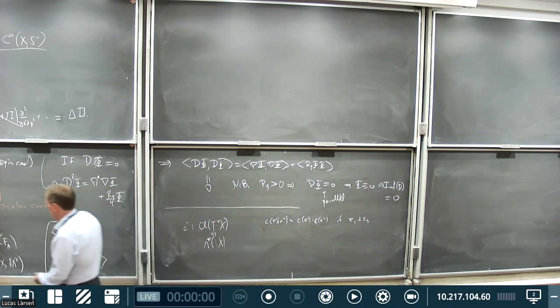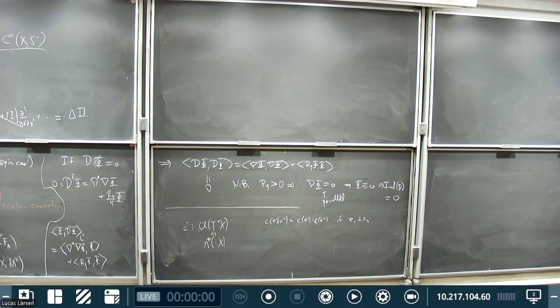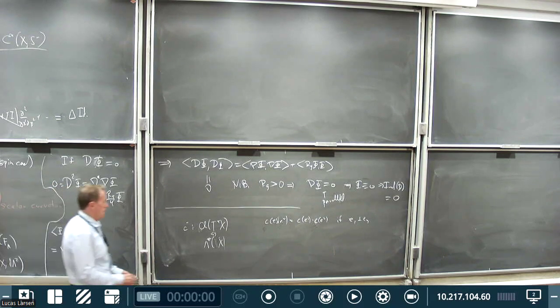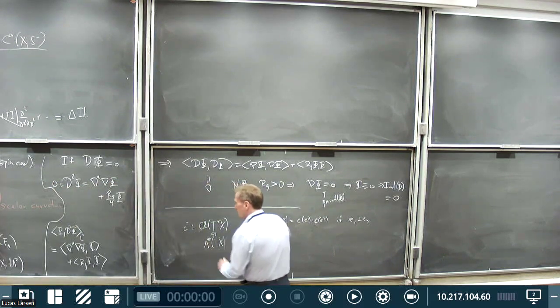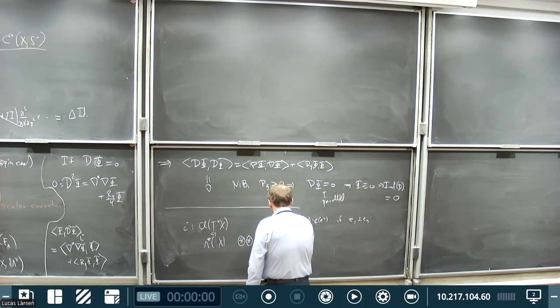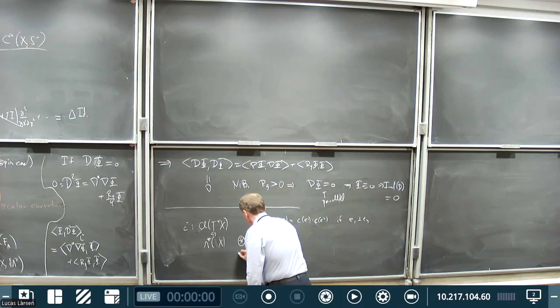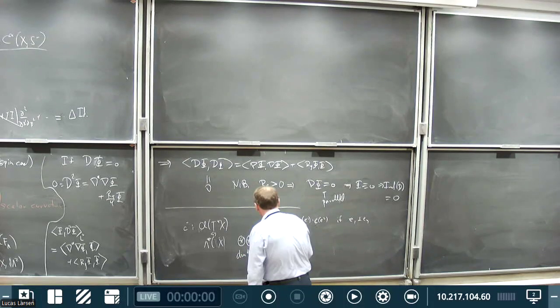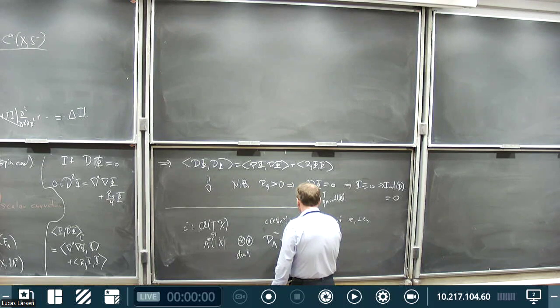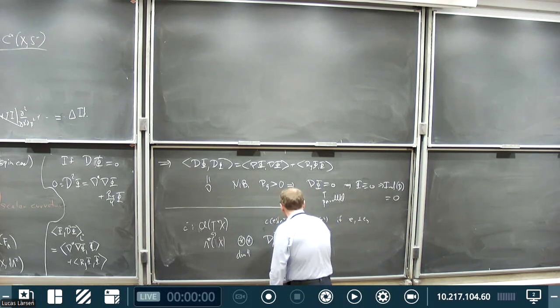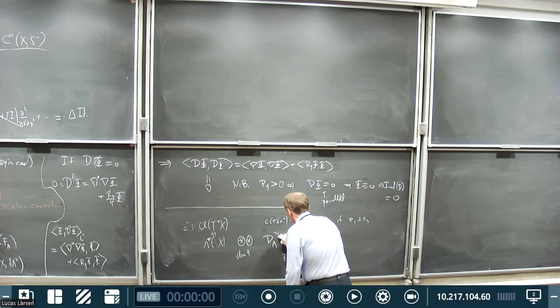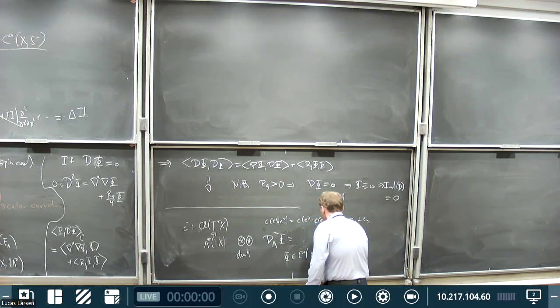Now, so I have this formula. And if I look at dA squared, and going back to dimension 4, dA squared is still the covariant Laplacian. So this is a formula for phi. Let's write it this way, applying this to phi, a section of S plus.